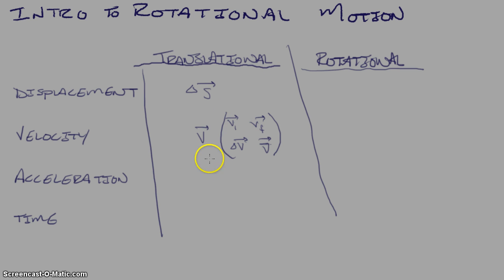Okay, acceleration. Acceleration is A, and time is delta T. That's the only scalar quantity in the group, so direction doesn't matter for time.